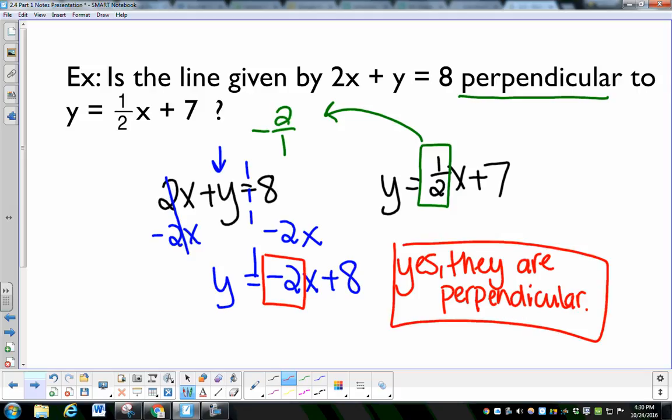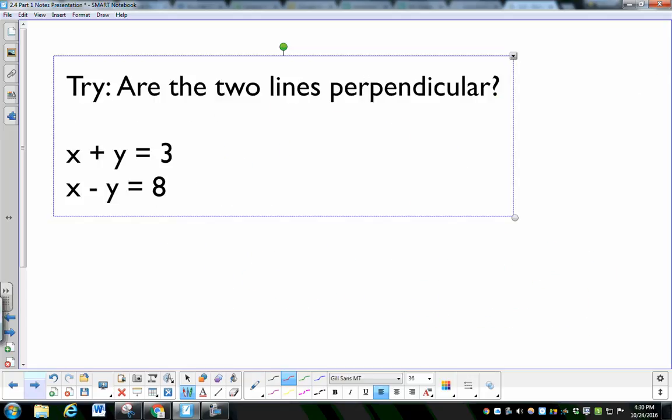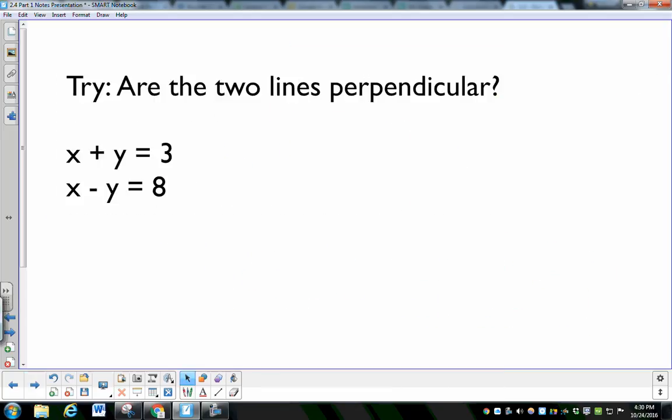I have one more for you guys to try on your own. I want you to see if these two lines are perpendicular for me. And when you are done, you are finished with your notes, and we will go over all the ones that I had you try on your own together tomorrow.